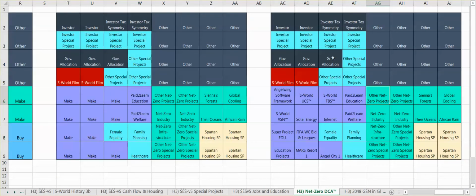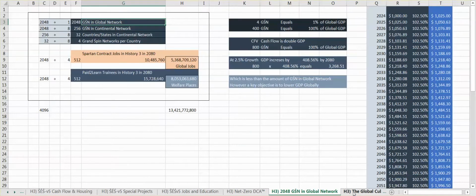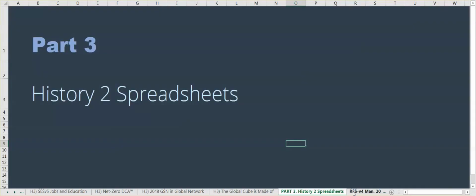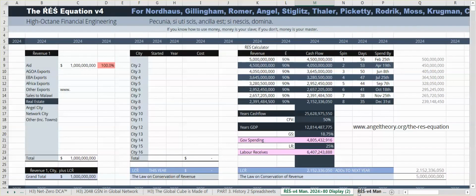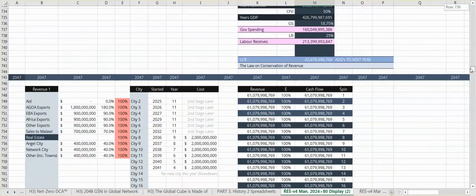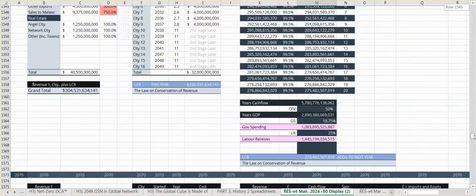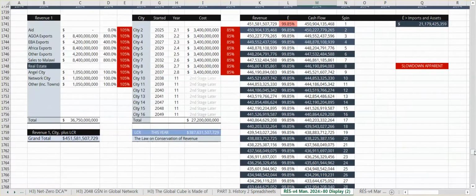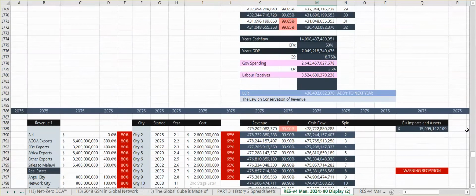Very important sheet. This is net zero dynamic comparative advantage from book 3. This continues that, and we're at part 3, history 2 spreadsheets. This is the most fun spreadsheet and is special because it includes recessions, and when we have recessions we see input come down in some cases to literally nothing. Anyway, input goes down to literally nothing, but cash flow still manages to rise.